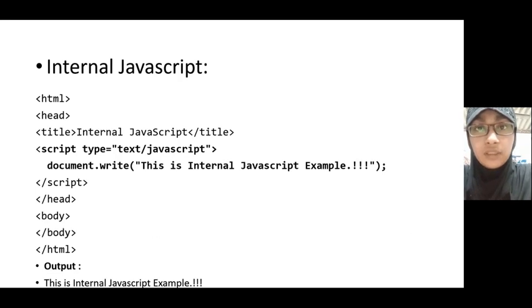For internal JavaScript, we write the code in the head section by mentioning the script tag. As you can see, we mention the title as internal JavaScript. Script type equal to text/javascript. That is, we are mentioning that it is JavaScript code, and inside the script tag we write what we want to display. That is, simply we write document.write of "This is an internal JavaScript example", and we close the script tag.